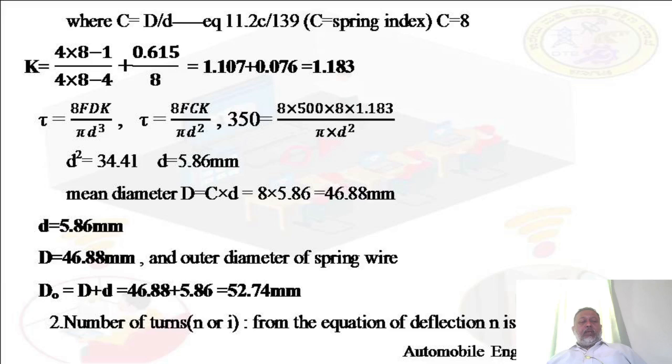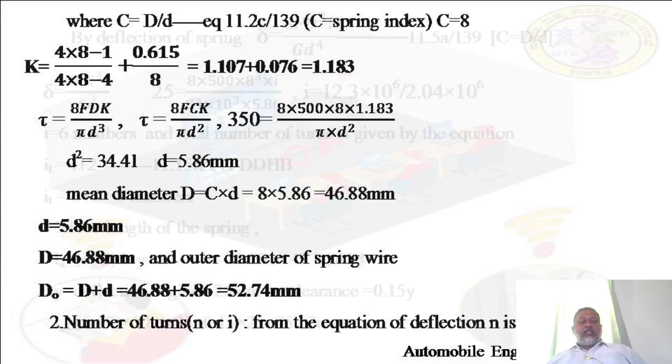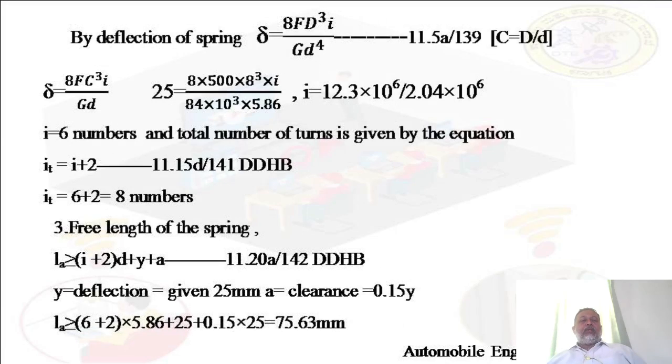Now we have to calculate how many turns are there for this design. To have the deflection, delta is equal to 8 F D cube I by G d power 4, in the equation 11.5a of the design data handbook. Just substitute the values to get I as 6 turns, and the total number of turns I total is given by the equation I total is equal to I plus 2, which is 8 turns.